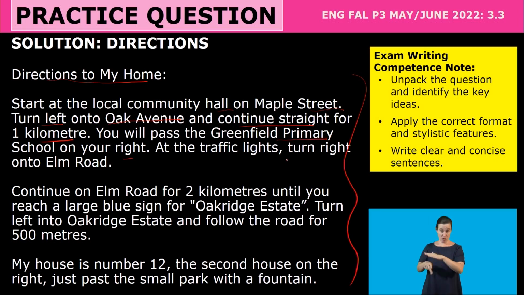At the traffic lights, turn right onto Elm Road. Continue on Elm Road for 2 kilometers until you reach a large blue sign for Oak Ridge Estate. Turn left into Oak Ridge Estate and follow the road for 500 meters. My house is number 12, the second house on the right, just past the small park with a fountain. The directions are clear, they're in logical order and include street names and distances.